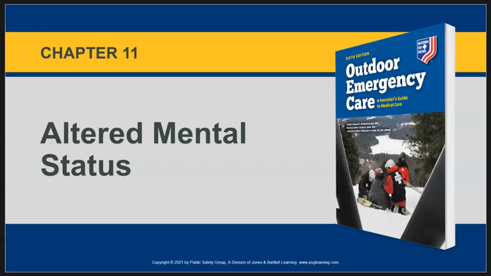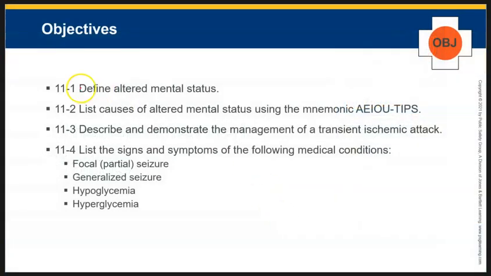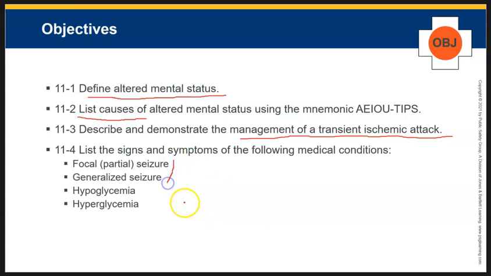This video introduces Chapter 11 of OEC 6, looking at altered mental status. So what we'll do in this chapter is we'll define what altered mental status is and consider its causes. We'll look at the management specifically of a transient ischemic attack alongside some of the other medical conditions that we might encounter with a patient who is epileptic or diabetic.